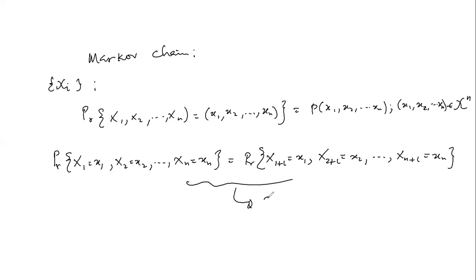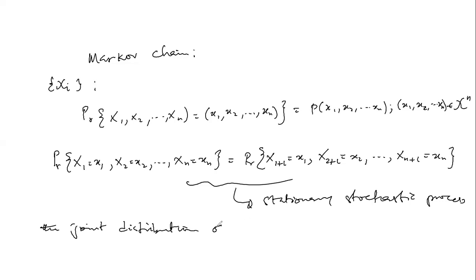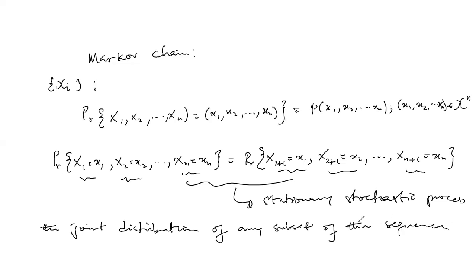So such a process is a stationary stochastic process. That is, the joint distribution of any subsets. Now, these are subsets, right? These are subsets of the entire distribution, okay? So of any subset of the sequence of the random variable is invariant. It doesn't change with respect to shift in the time index.